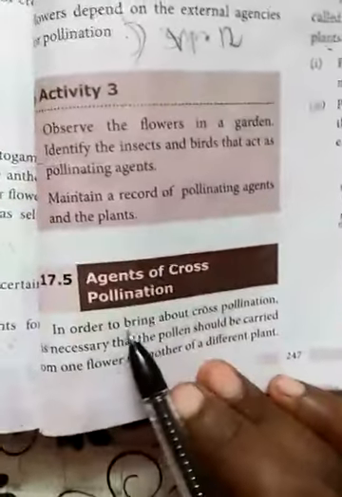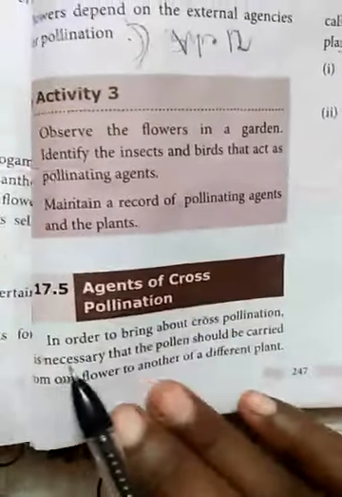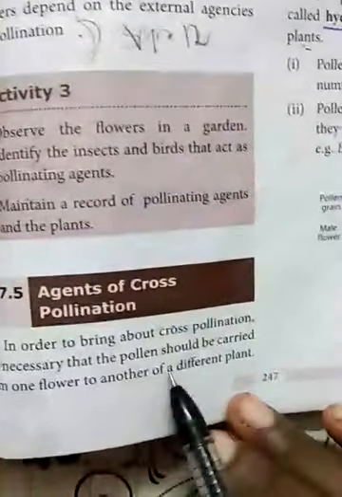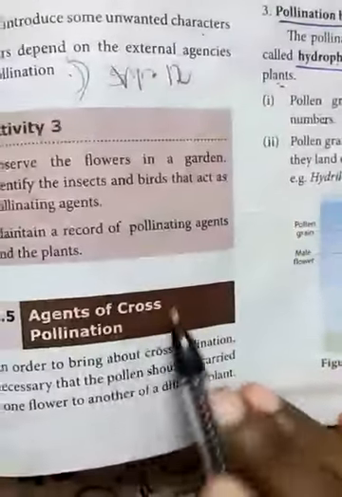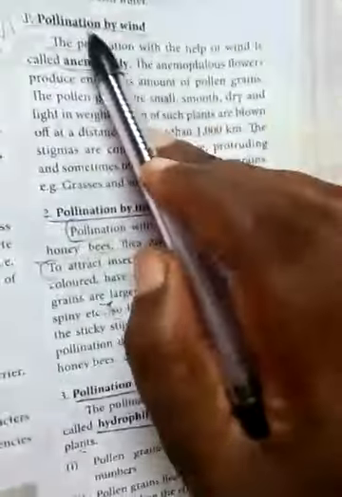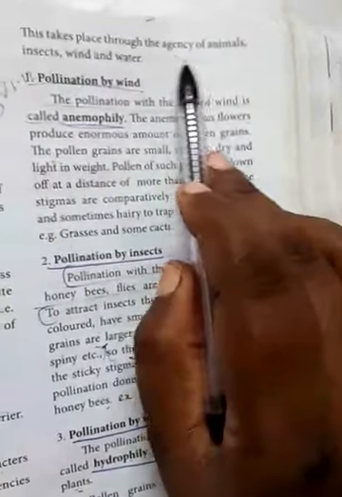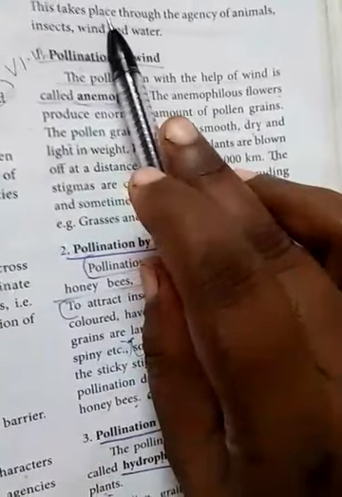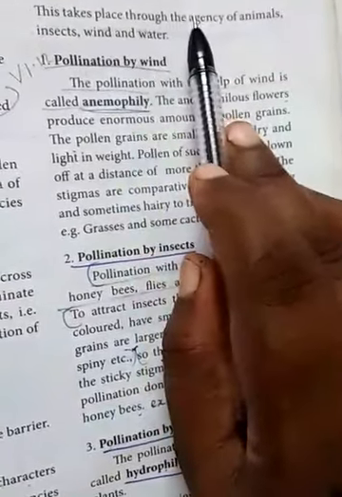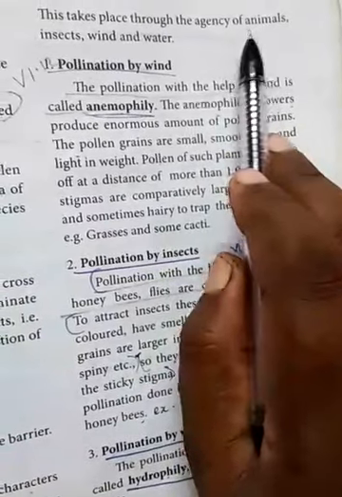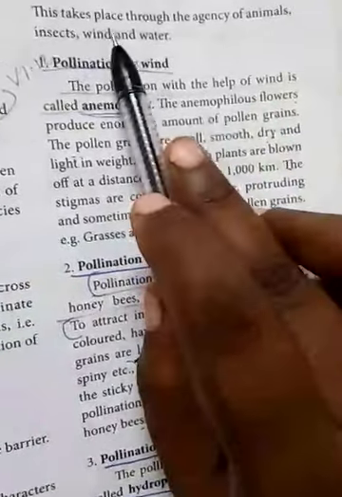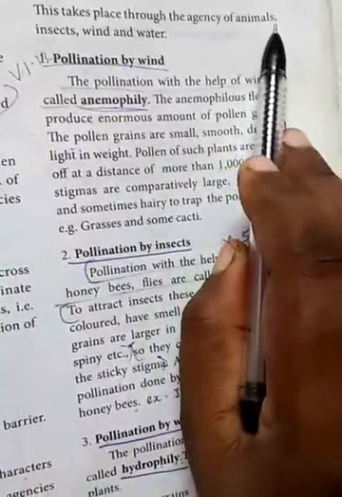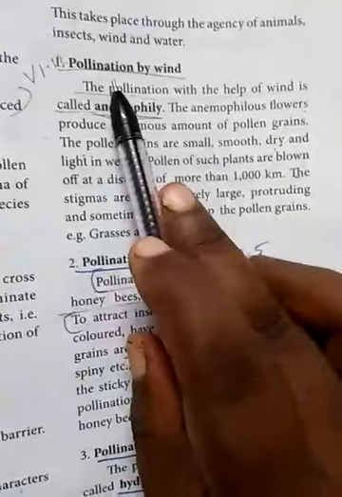In order to bring about cross pollination, it is necessary that the pollen should be carried from one flower to another of a different plant. We have already studied cross pollination. This takes place through the agency of animals, insects, wind and water. They are called the agents of pollination. So let's study each one in detail.